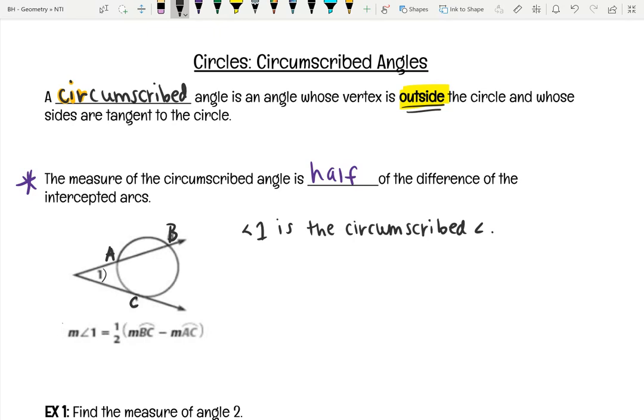It says the measure of that is equal to half of the measure of arc BC. So arc BC in this case is our minor arc. And then there is also another minor arc called AC. Remember, this is the intercepted arc. So arc BC is the intercepted arc.